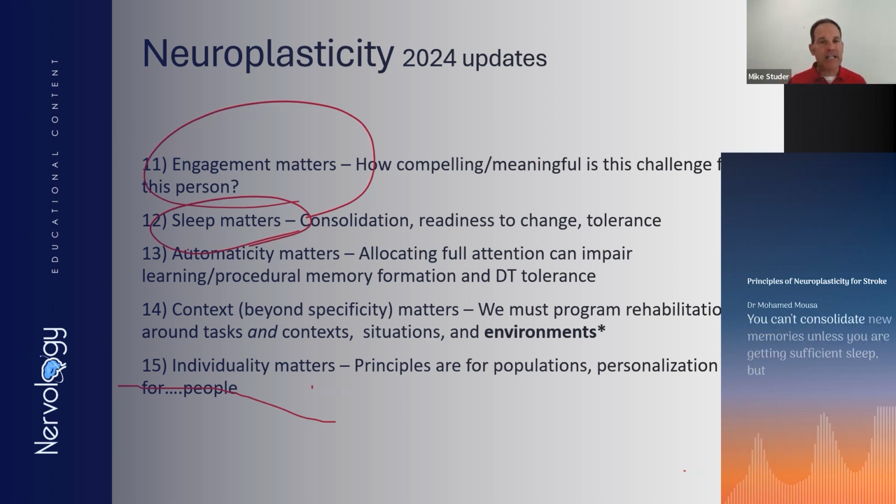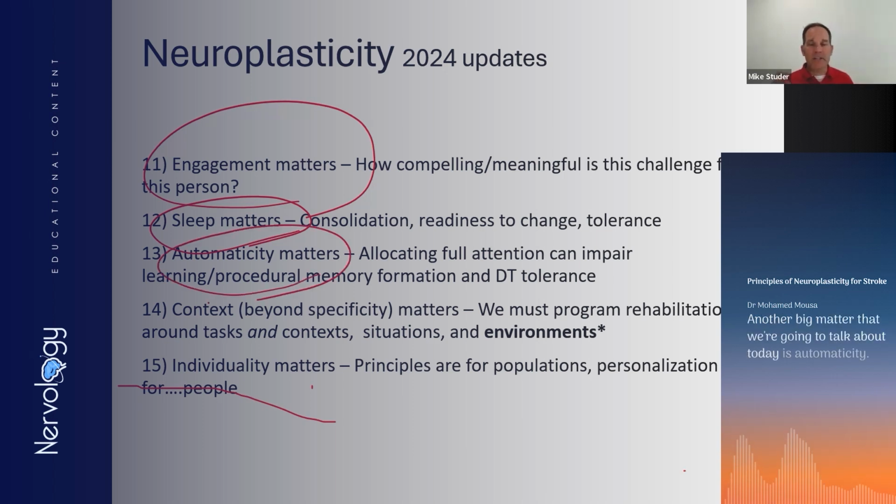In addition, we know that sleep matters. You can't consolidate new memories unless you are getting sufficient sleep. But we didn't appreciate that as part of neuroplasticity until last year. Another big matter that we're going to talk about today is automaticity, helping our patients put movement in the background again. So that is to say, we're going to help these patients improve so that they don't have to think about moving their leg, think about moving their arm. They can do that with a degree of automaticity.